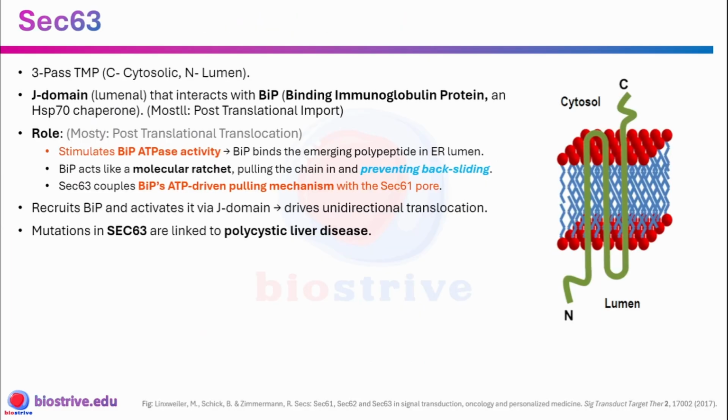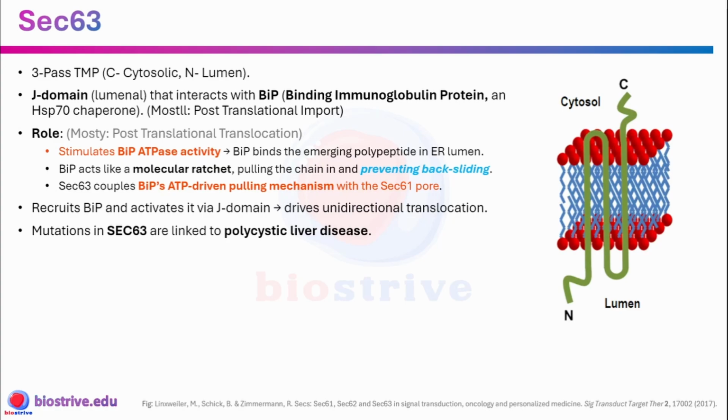Let's come to Sec63. Sec63 is a 3-pass transmembrane protein in which the C terminus is cytosolic and the N terminus is luminal. There is a J domain that interacts with chaperone proteins like BiP, and which facilitates post-translational import. The role of Sec63 is majorly in post-translational translocation.